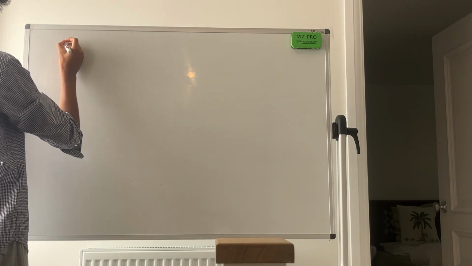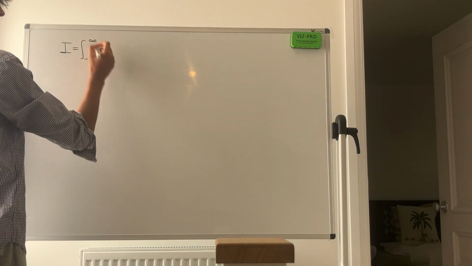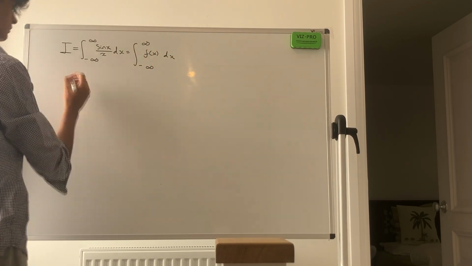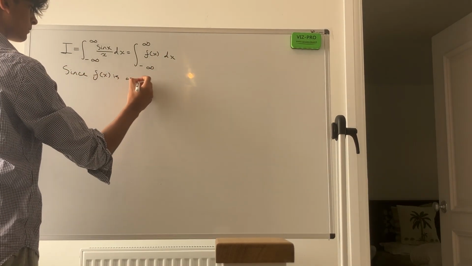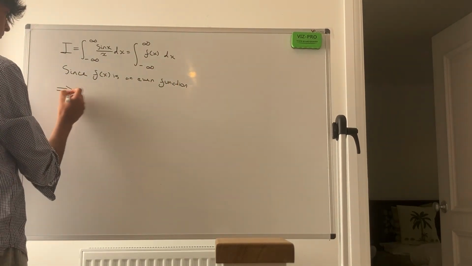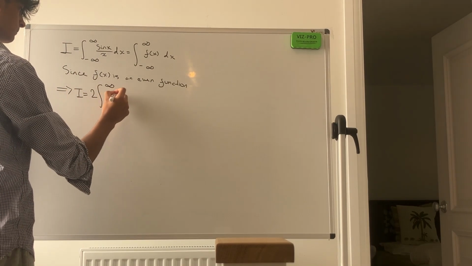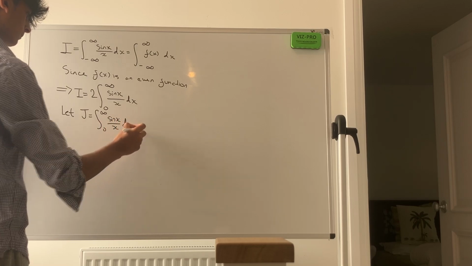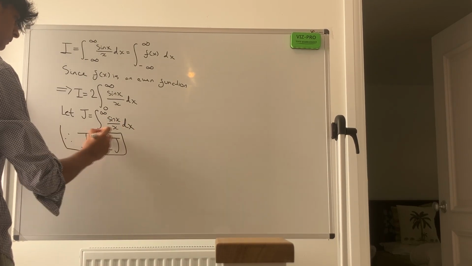Here I'm just writing the integral, and since the function we're integrating, sine of x over x, is symmetrical about the y-axis, we can really write it as 2 times the integral from 0 to infinity of sine of x over x. Defining that function as j, we can say that I equals 2j.